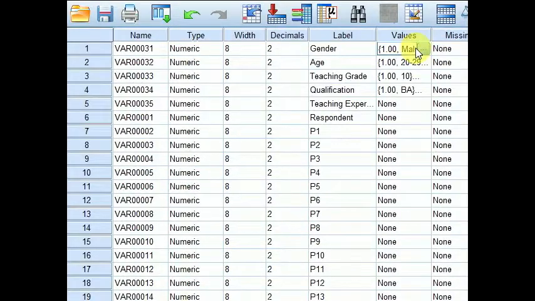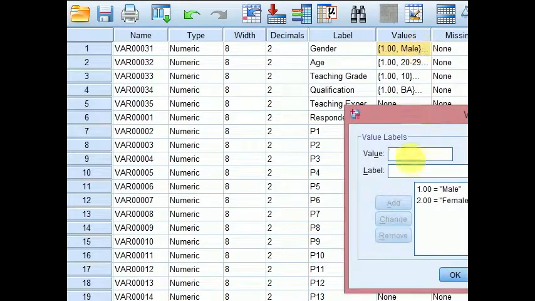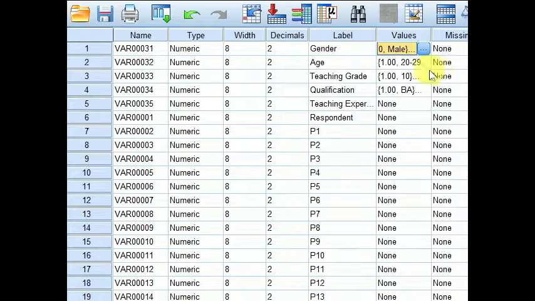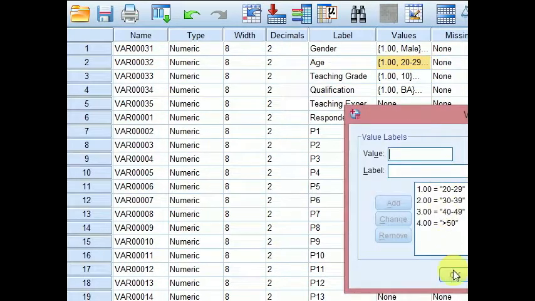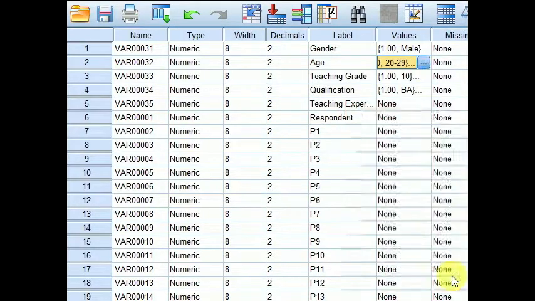Okay, so we have the values here. I also encoded this, 1 for male, 2 for female, because SPSS does not understand nominal data or strings. It's better to encode them as numbers. The same goes with age and teaching grade.